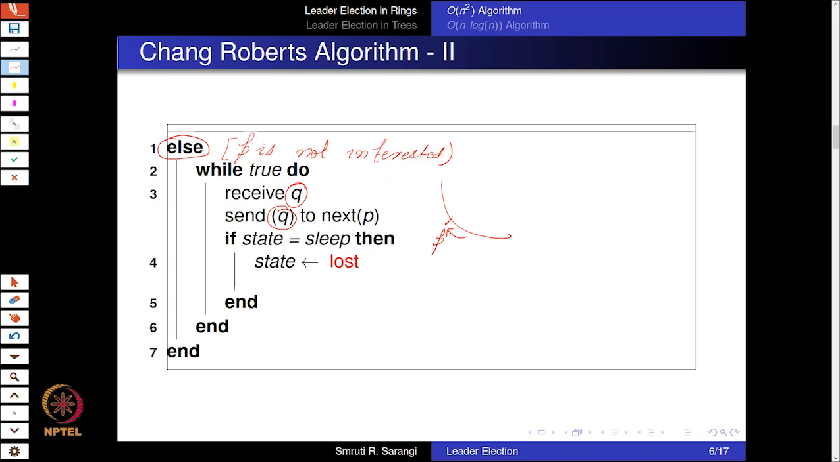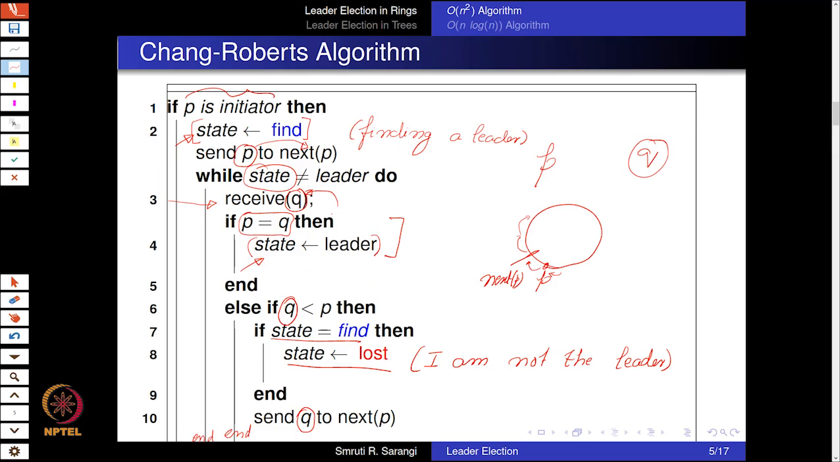And then if it is sleeping, it just sets the state to lost, saying that look, I don't care, but anyway, in any case, I am not the leader. And I am also not interested in becoming the leader. So essentially, I have no stakes in the game. So as far as I am concerned, my job is to only forward, and I am doing the job of forwarding. So let us now come back and summarize.